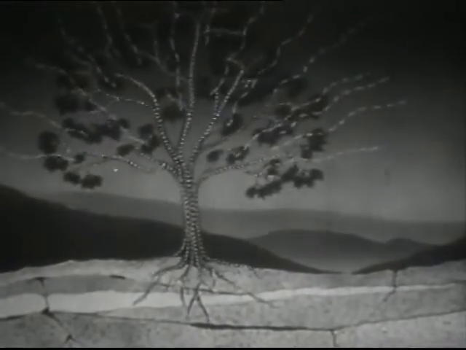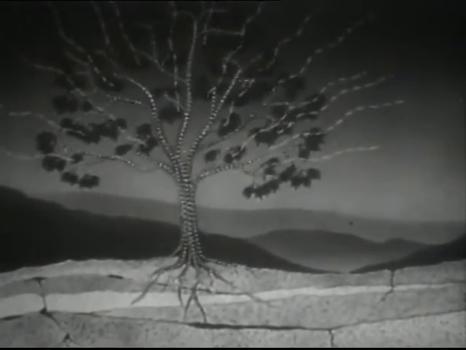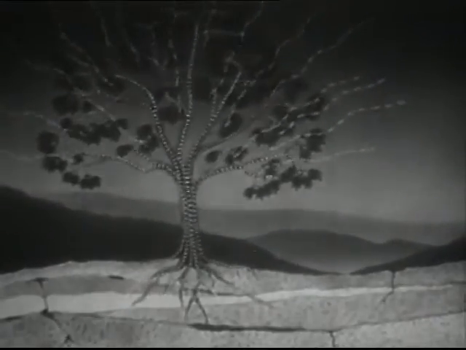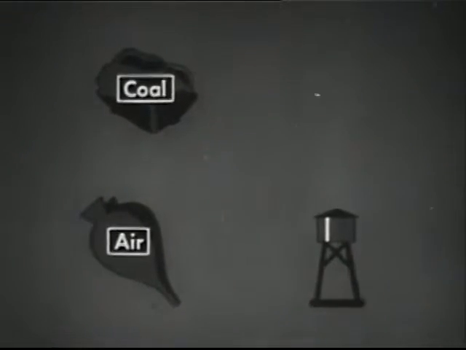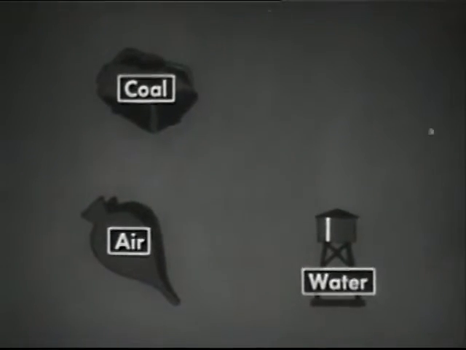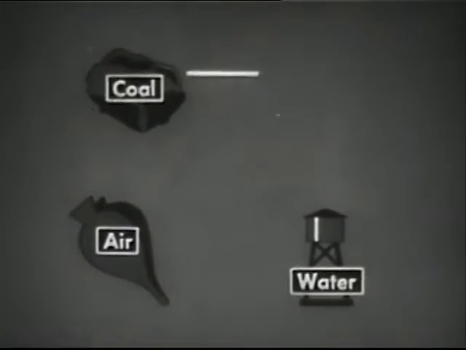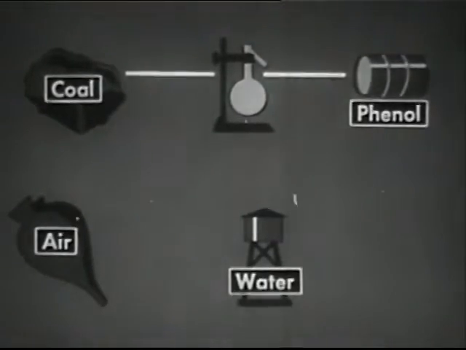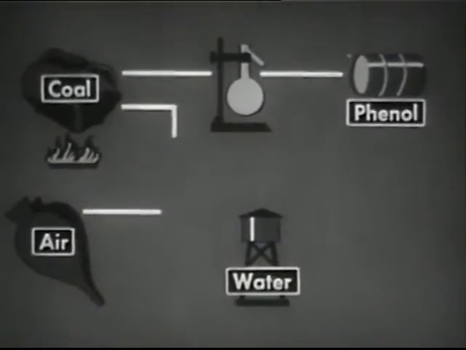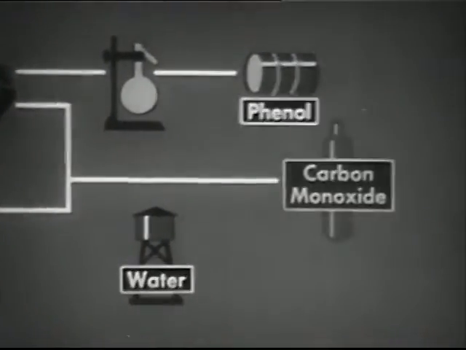Just as the tree takes elements from air, water, and the soil, and with the aid of sunlight grows and develops, so to make the phenolic plastic, we also take elements from nature. For example, one method of making phenolic plastic utilizes coal, air, and water. In this method, we begin by heating and refining the coal to get a substance called phenol. Then, by burning the coal, it combines with oxygen from the air to form another derivative, carbon monoxide.